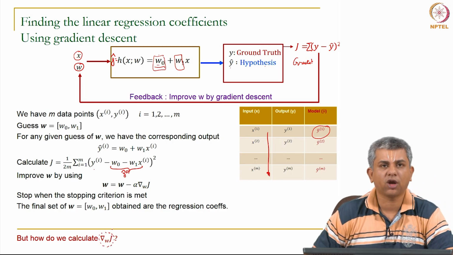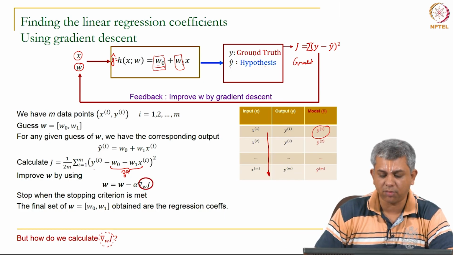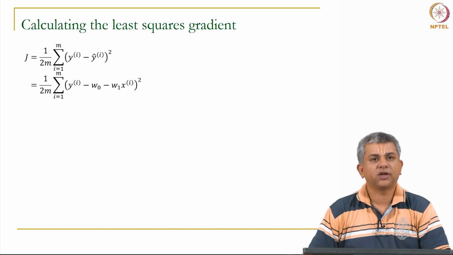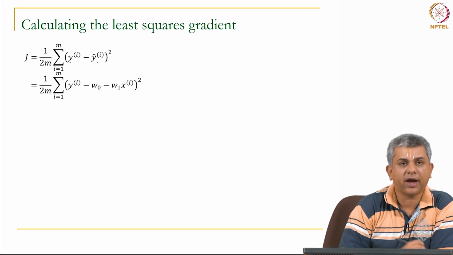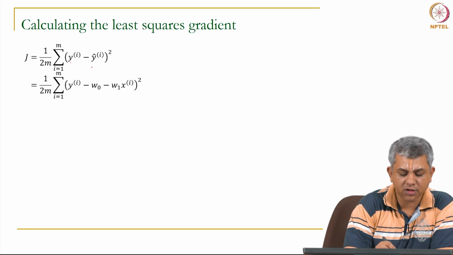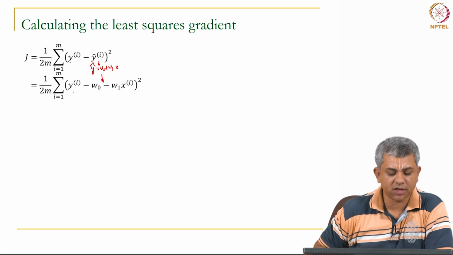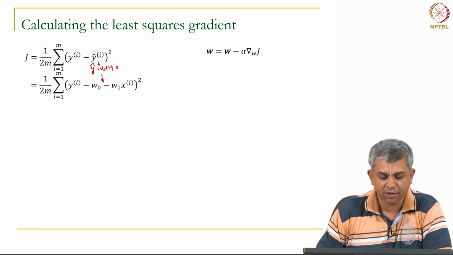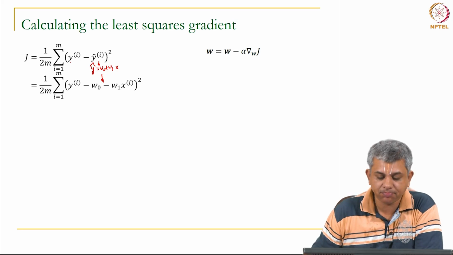So, you can carry out this whole process, but theoretically you have only one small catch. How do you calculate this gradient of j with respect to W? Okay. So, let us see that. Our j, as we saw on the last slide, is the summation of y minus y hat squared. Y hat was W 0 plus W 1 x. So, you get y minus W naught minus W 1 x squared, and we want the gradient of j with respect to W.